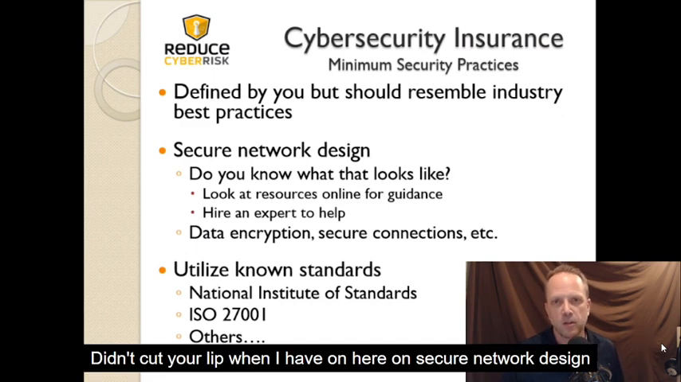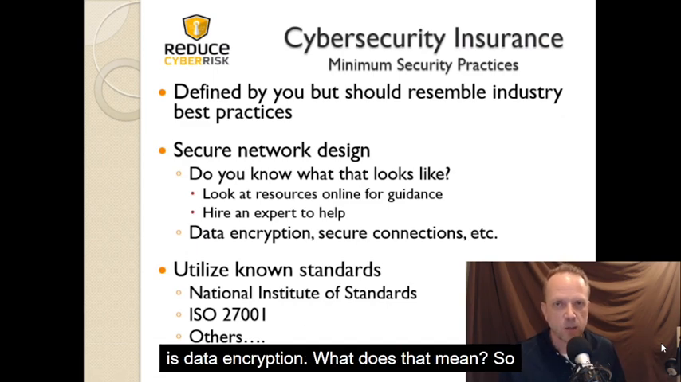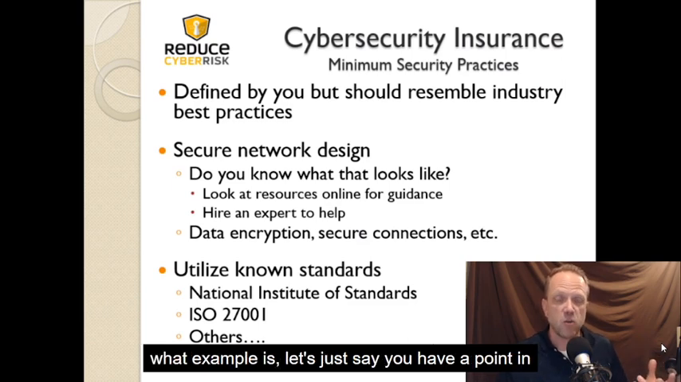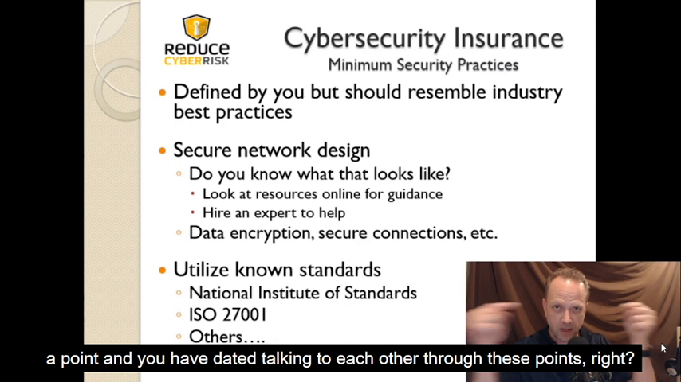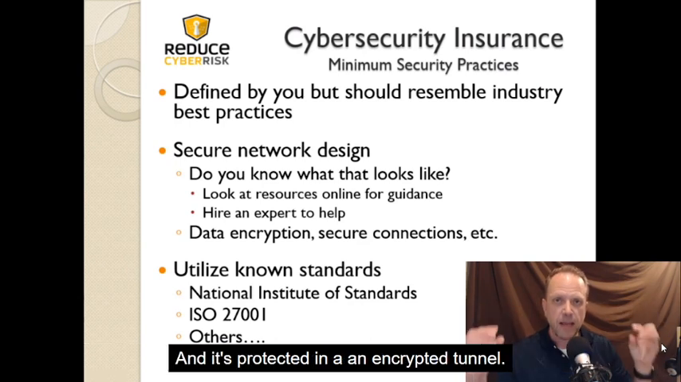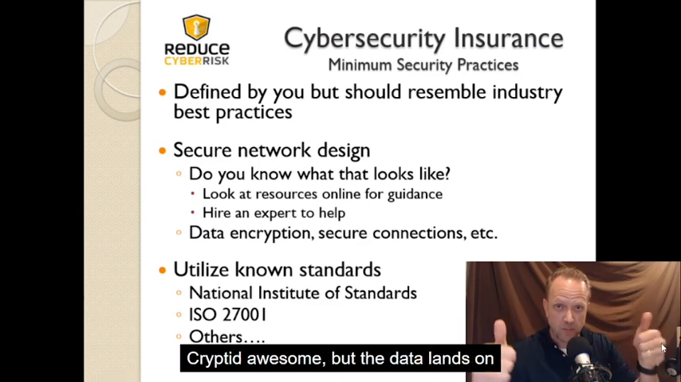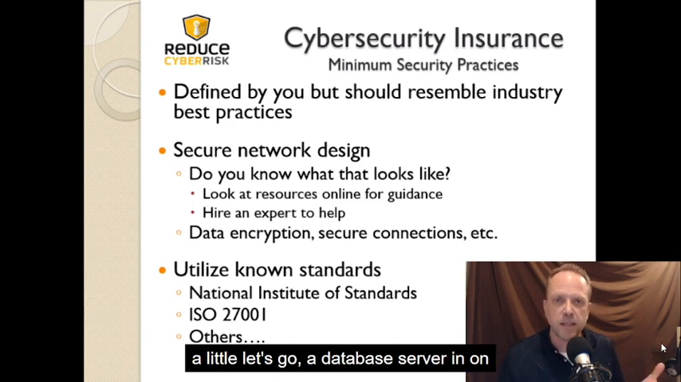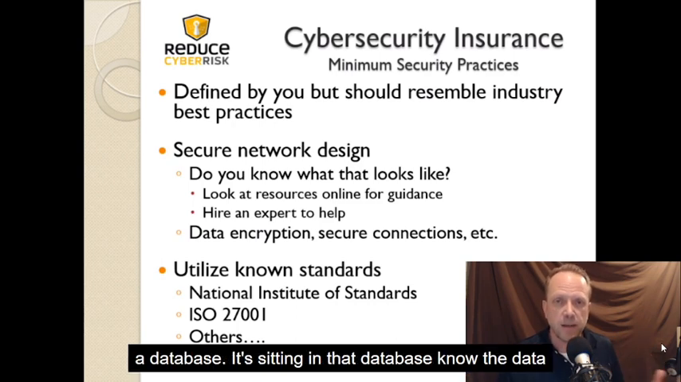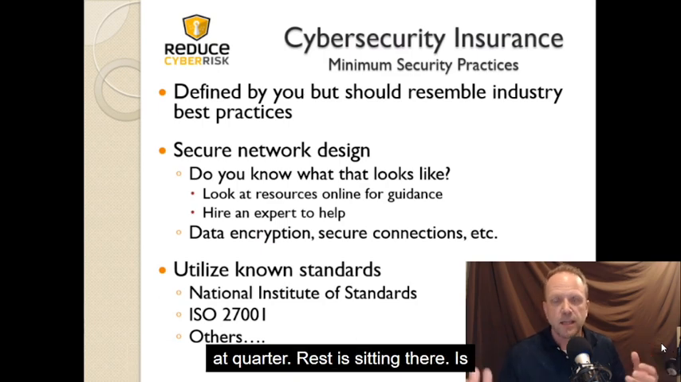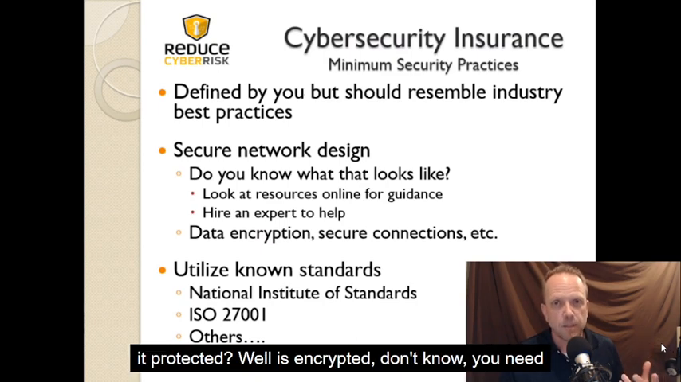The other point I have here on secure network design is data encryption. What does that mean? An example is, let's just say you have two points, and you have data talking to each other through these points, right? And it's protected in an encrypted tunnel. So the tunnel and the talkie-talkie, they're good to go, right? Everything's encrypted, awesome. But the data lands on a database server, and it's sitting in that database. Now, the data at, quote-unquote, rest is sitting there. Is it protected? Is it encrypted? Don't know.